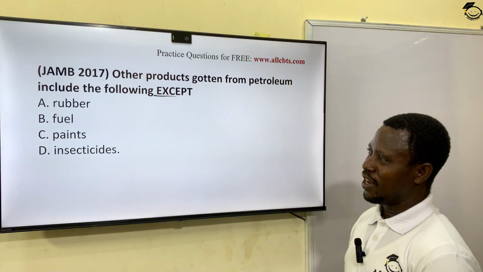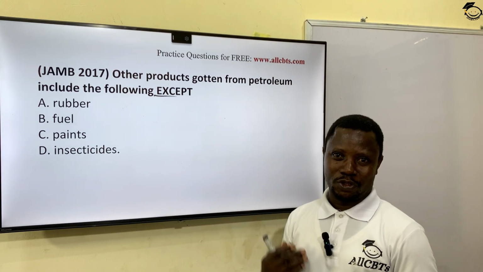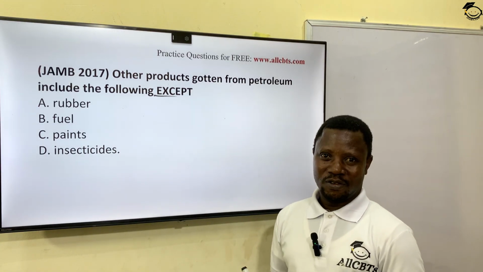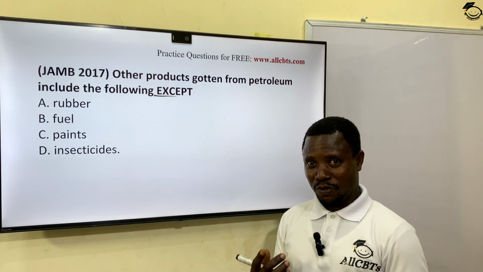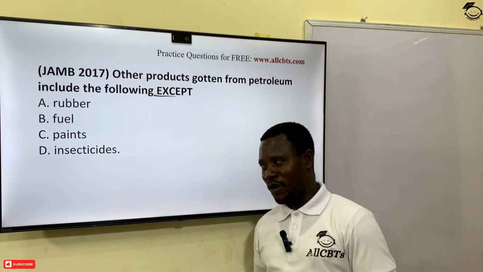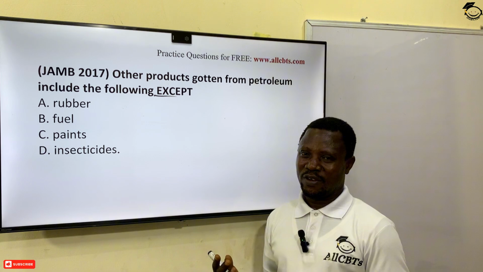Rubber, fuel, paint, insecticides. Of course, fuel is a major product. Petrol, you call PMS, petrol. Okay? Yeah, paint, even from the scent, from the smell, you will know, has something to do with fuel. That's why when you want it to be lighter, you dilute it with fuel or with kerosene. The insecticides are also from chemicals. They are biochemicals from petrol.